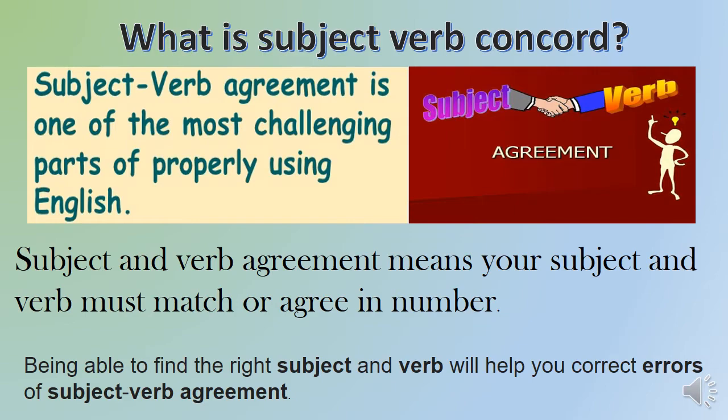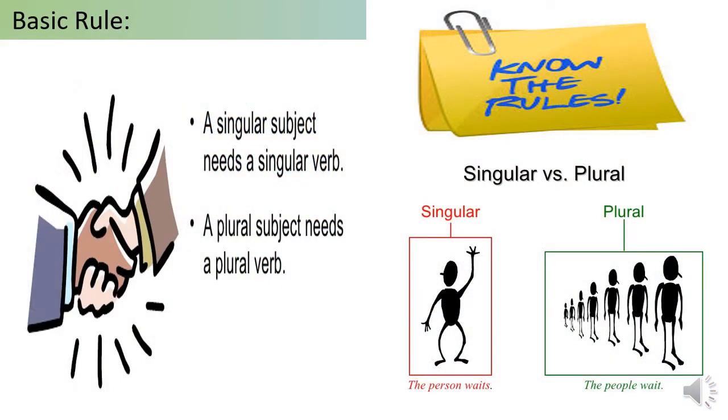So let's understand the basic rules of subject verb agreement. The basic rule that we have to keep in our mind is a singular subject needs a singular verb and a plural subject needs a plural verb. I have given you a pictorial representation here. You can see that the singular subject, the person, is followed by the singular verb waits. The same way, the people is a plural subject. It is followed by a plural verb which is wait. Okay, so this is actually the basic rule.